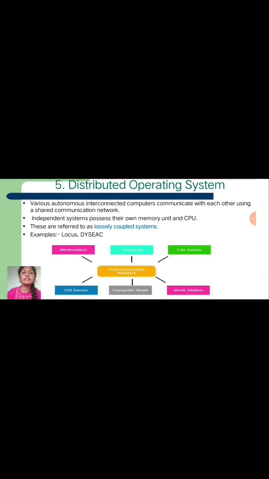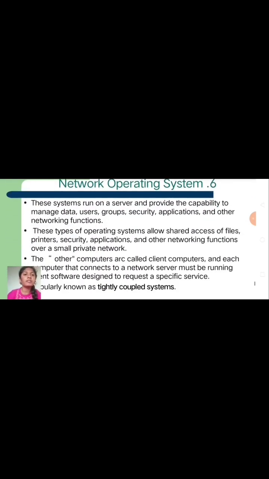And next one is distributed operating system. Various autonomous interconnected computers communicate with each other using a shared communication network. Independent systems possess their own memory unit and CPU. These are referred to as loosely coupled systems. Examples, LOCUS and DICE.